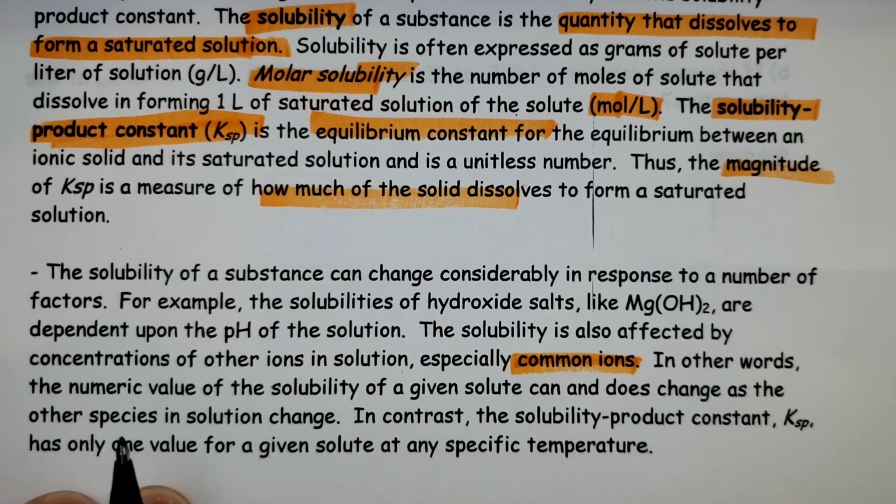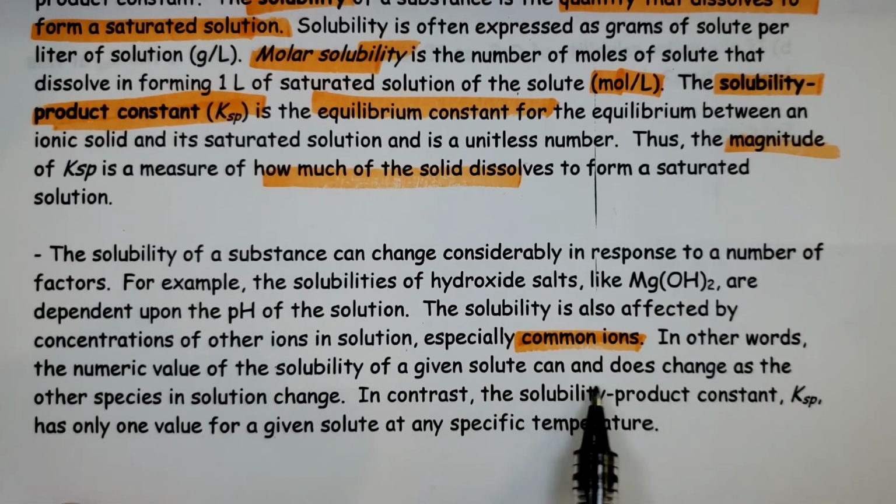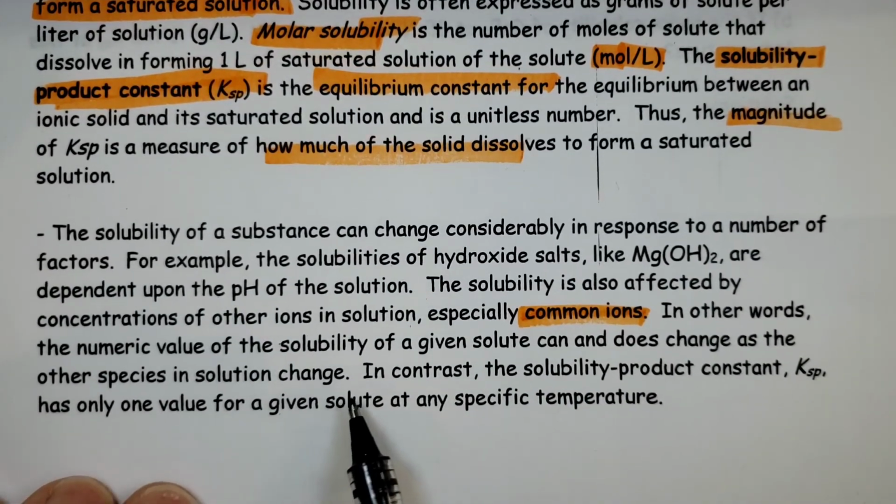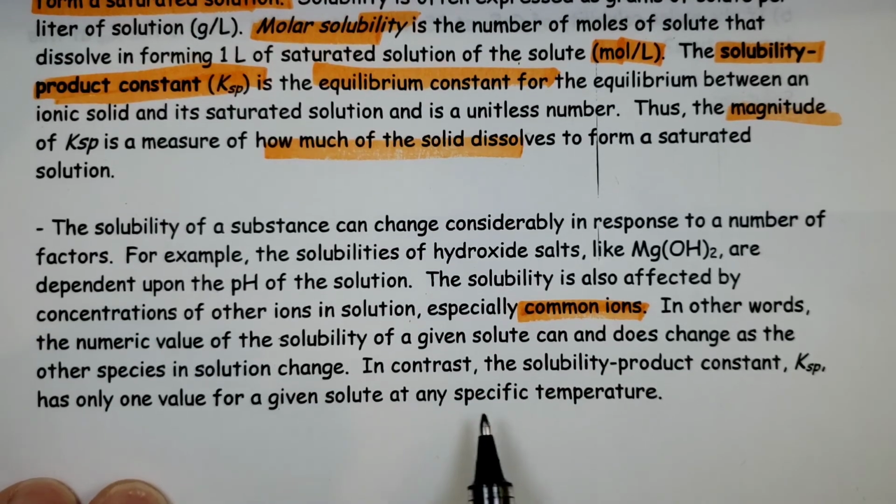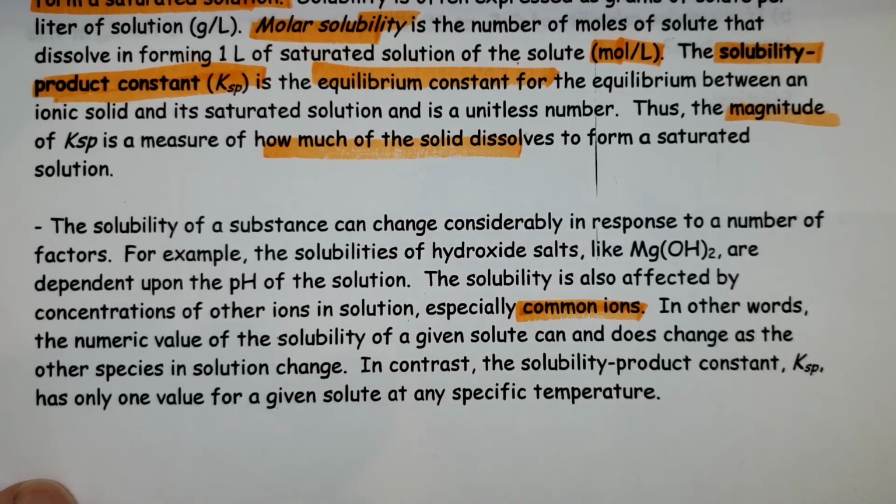In other words, the numerical value of the solubility of a given substance can and does change if there are other things involved. In contrast, the solubility product constant has only one value for a given solute at a specific temperature. Okay? So the solubility could change, but the KSP value is going to remain constant.